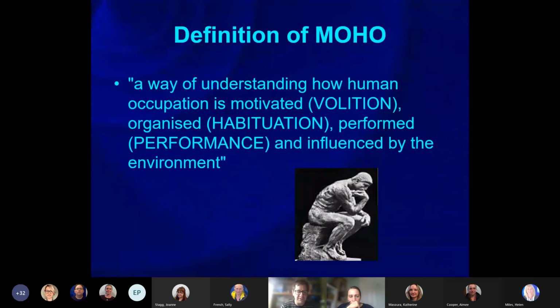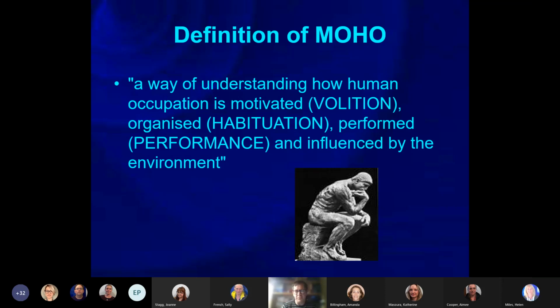So, a single-sentence definition of MOHO: it's a way of understanding how human occupation is motivated, how it's organized, how it's performed, and how it's influenced by the environment. So it helps us understand the whole process of doing. MOHO argues that there are four main factors that influence what we do and how well we do it.